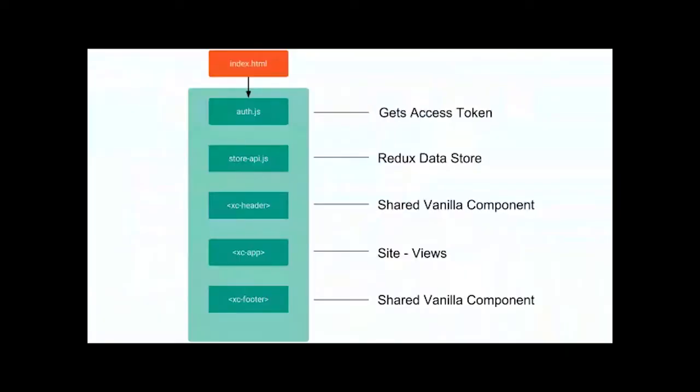And so our index page looks more like this, where in just plain old vanilla JavaScript, we're getting the access token as soon as the page loads. And then we have a Redux data store, which is initializing and starting to make API calls. And at the same time, we're loading in two shared vanilla components that I'll talk about later. We have our main XC app container, which is initializing the site and the views at the same time that all of our data is being loaded in the background.